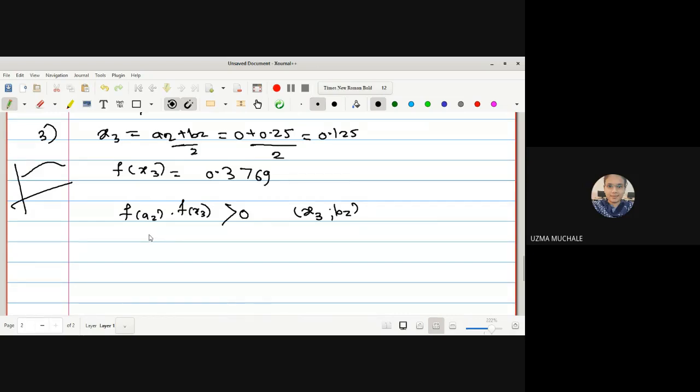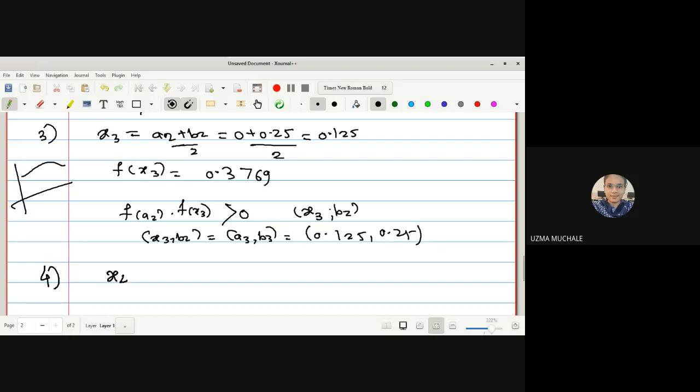Okay, now rename the interval x3 b2 as a3 b3, which is 0.125 to 0.25, that is b2. Now renaming the interval, that will be a3 b3. Okay, now what is the fourth step?